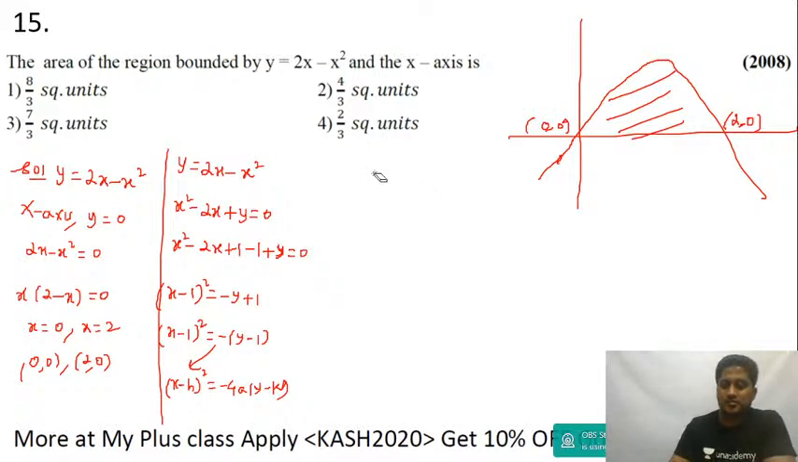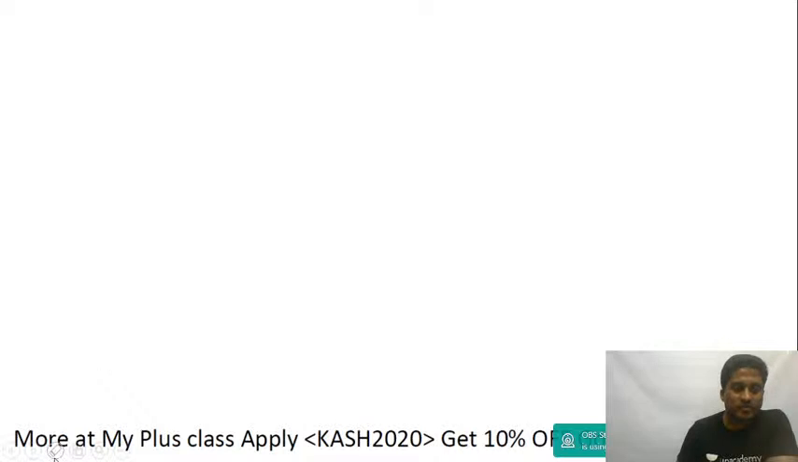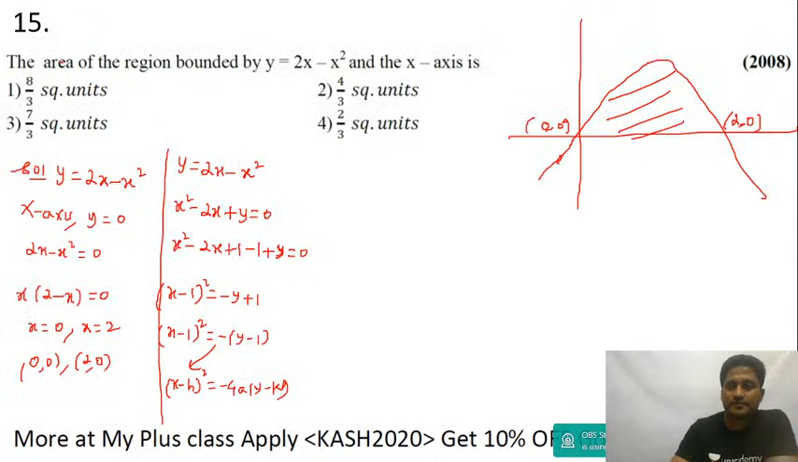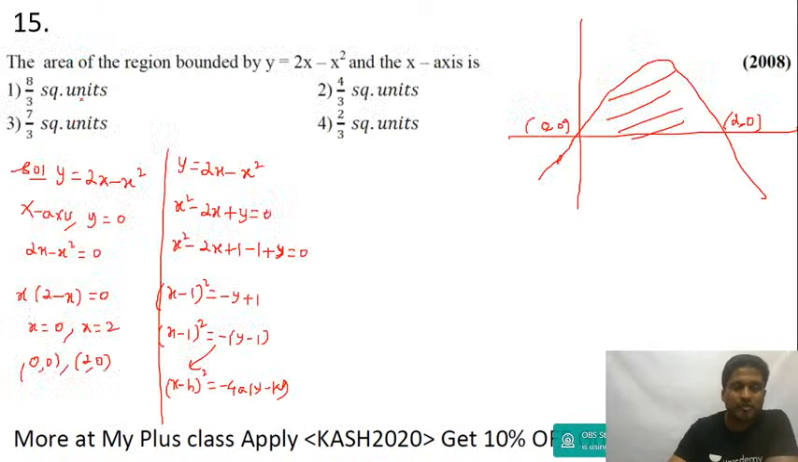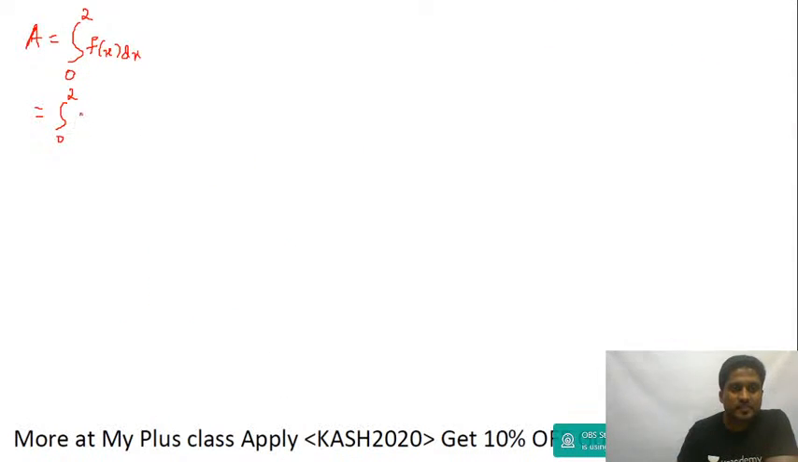So area is equal to integration 0 to 2 of the function of x dx. And what is the function of x? The function will be equal to 2x minus x square, and then dx. Now let us integrate, guys.